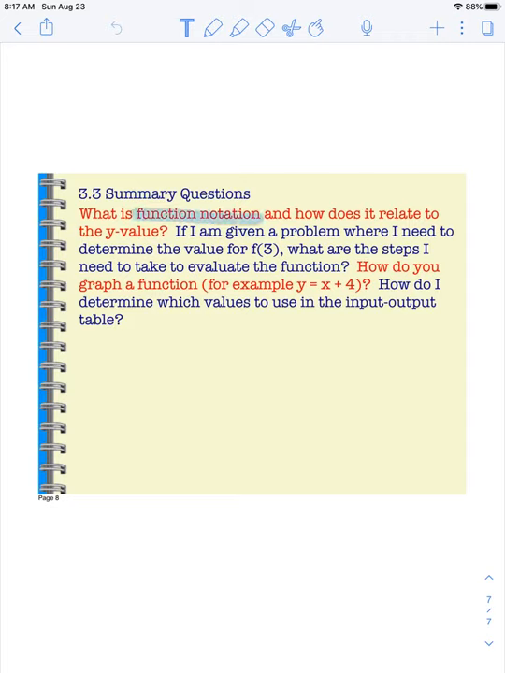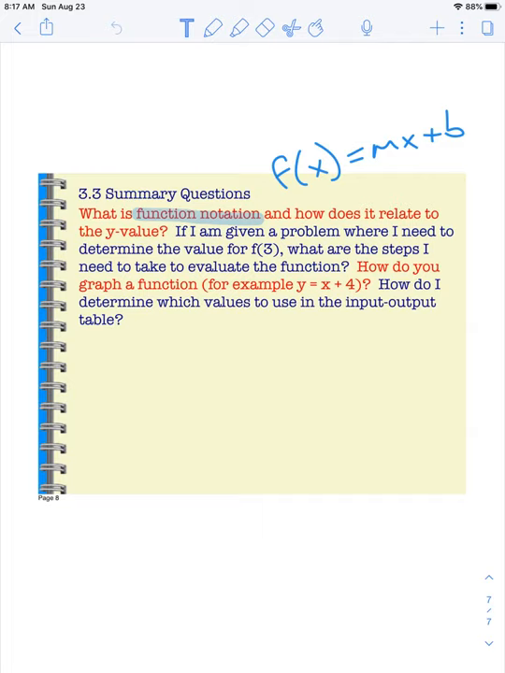What is function notation? That is when a function is written as f of x. It's read as f of x. It's written with parentheses. How does it relate to the y value? Well, it replaces the y value. Normally we would have y equals mx plus b. Now we have f of x equals mx plus b.